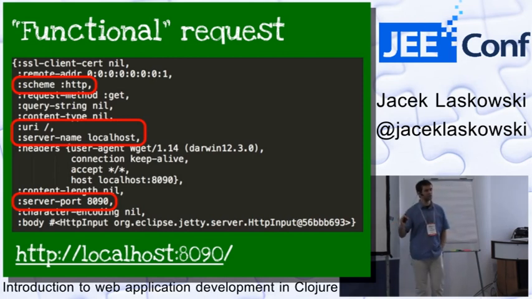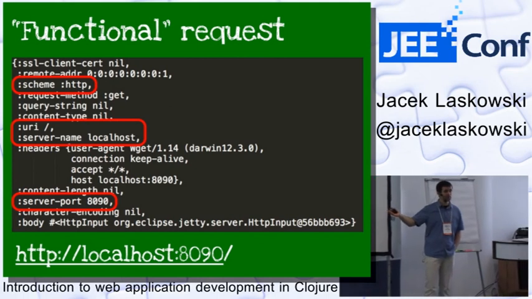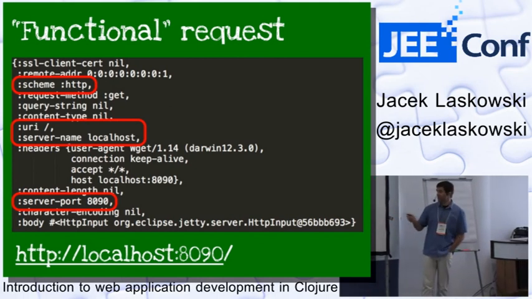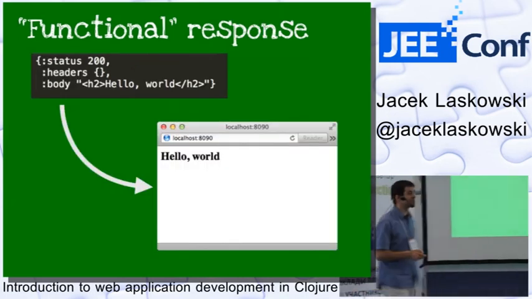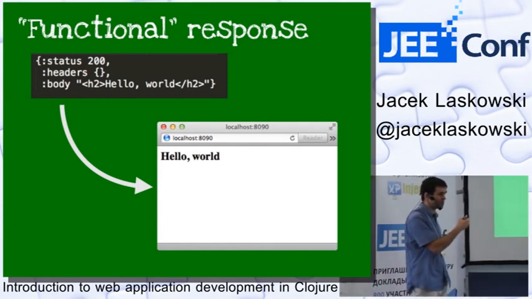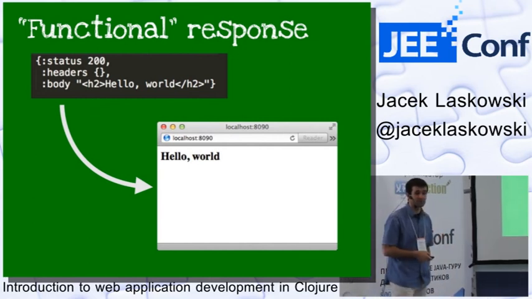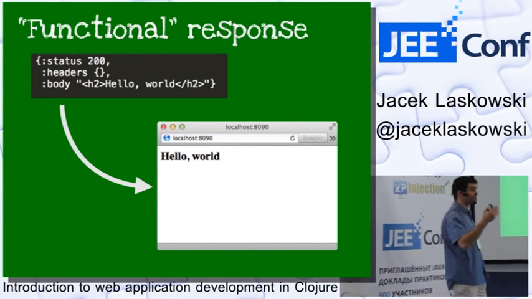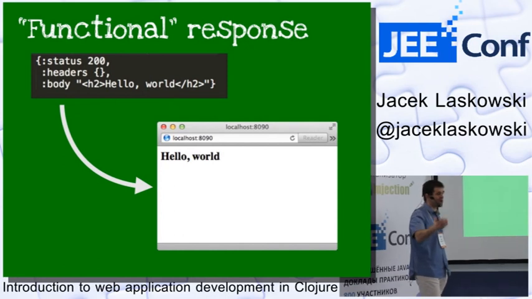No special objects, no special anything that I presented already is known to you. And that's Clojure, or that's supposed to be Clojure. Okay, functional response. Response is almost the same. Different information, different keys and different values, but it's still a map. So, in Clojure, processing requests and giving responses is to process maps.